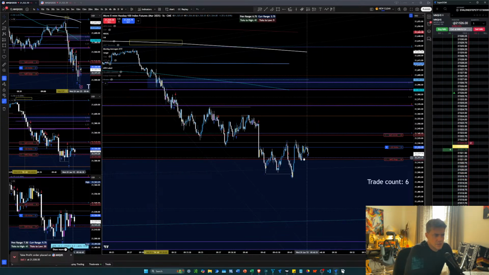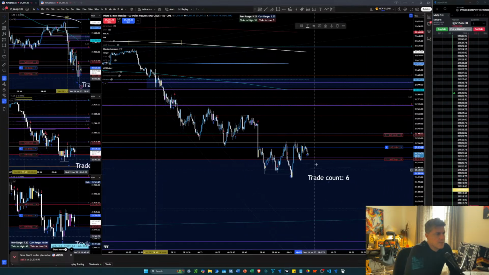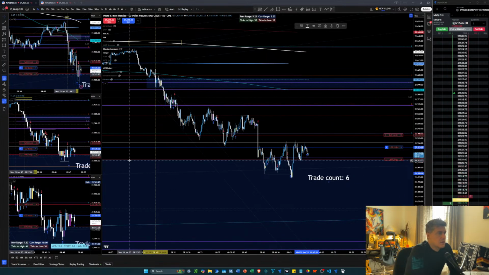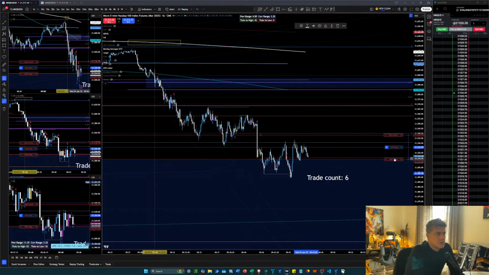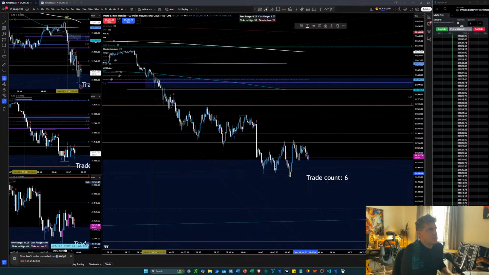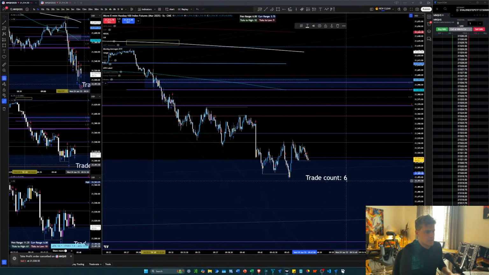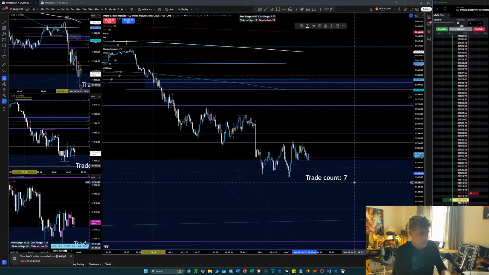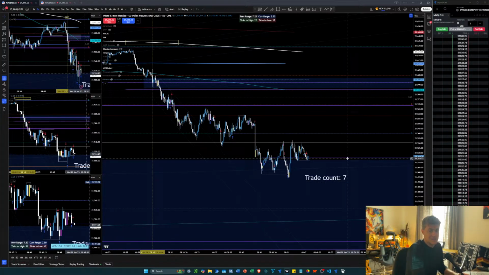Now that was a little bit forcing, and probably deserved to get punished for entering that. But you got signals lining up on all the other charts, and we're pushing off this higher time frame. Let's see. Trade 7. 3 more trades, guys.